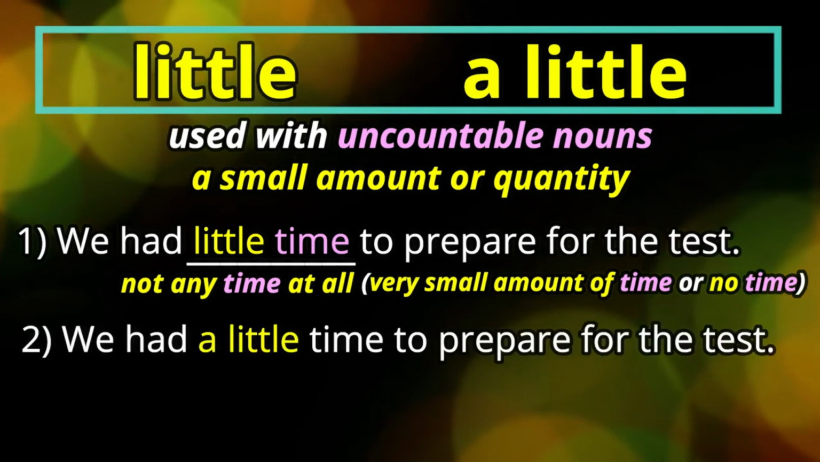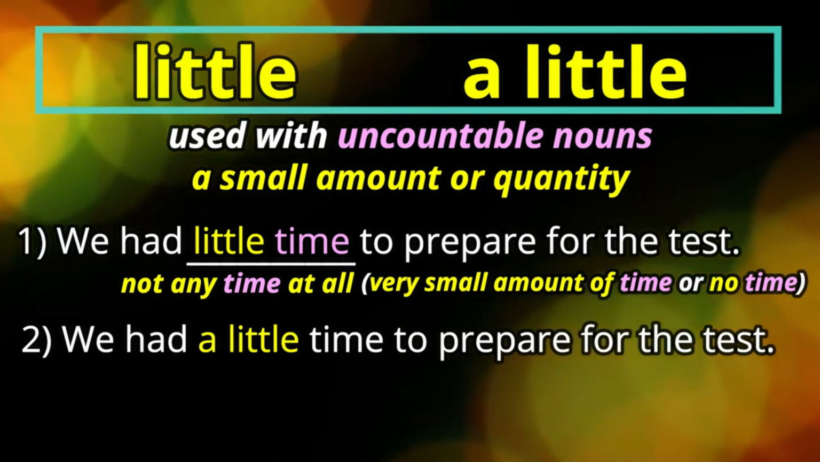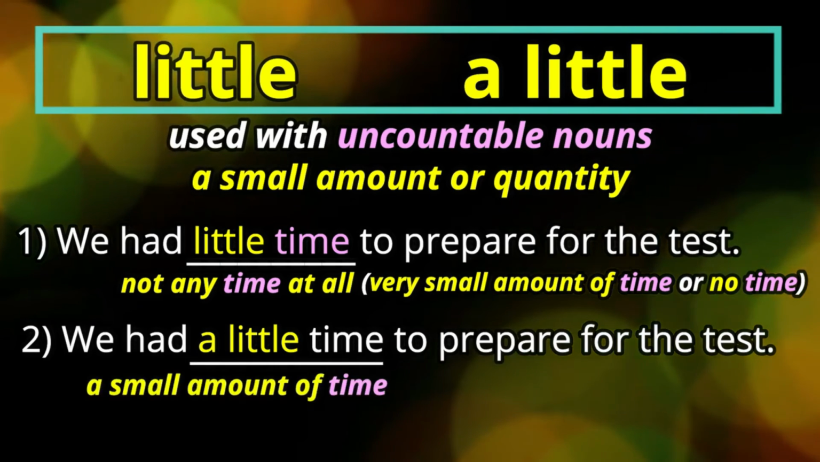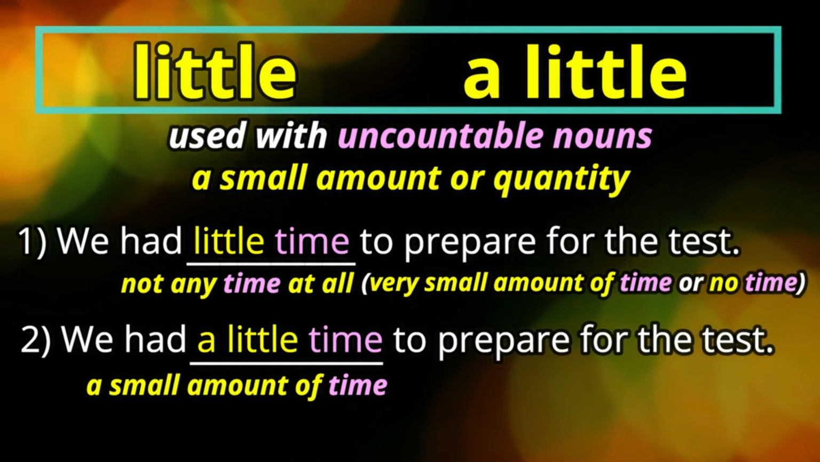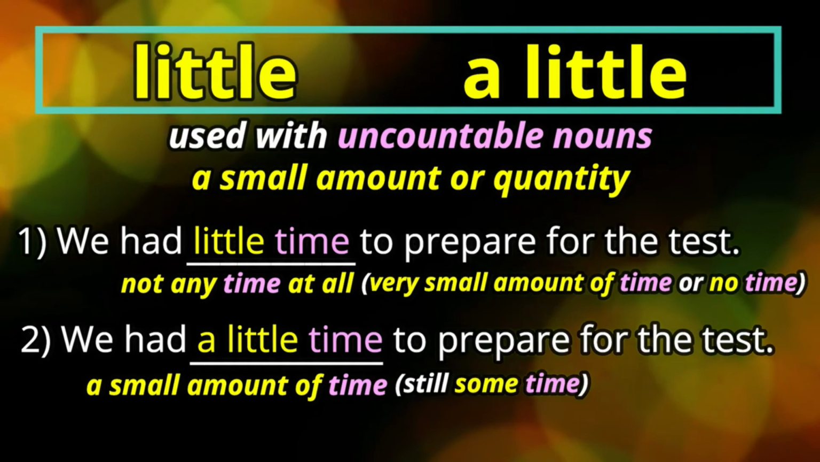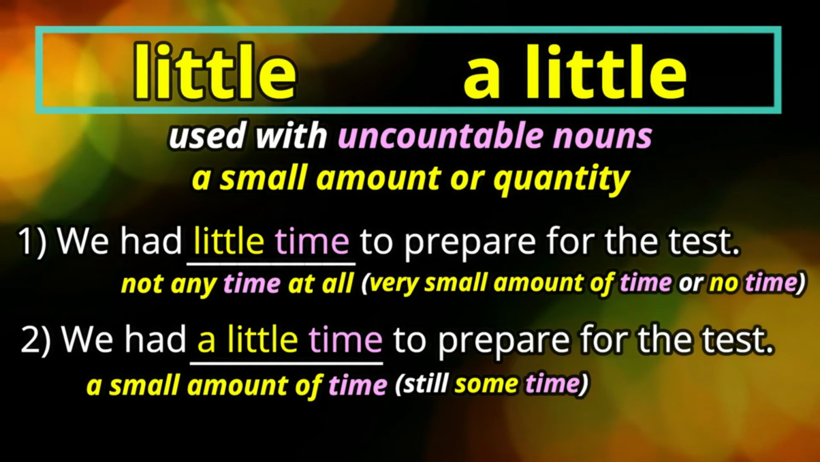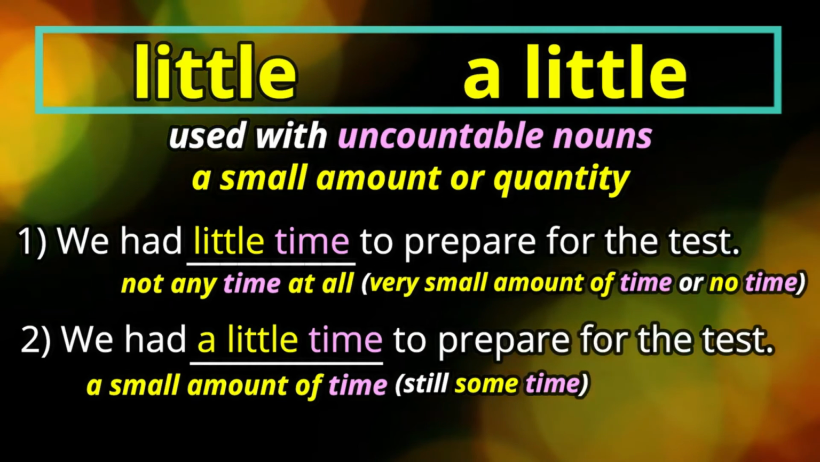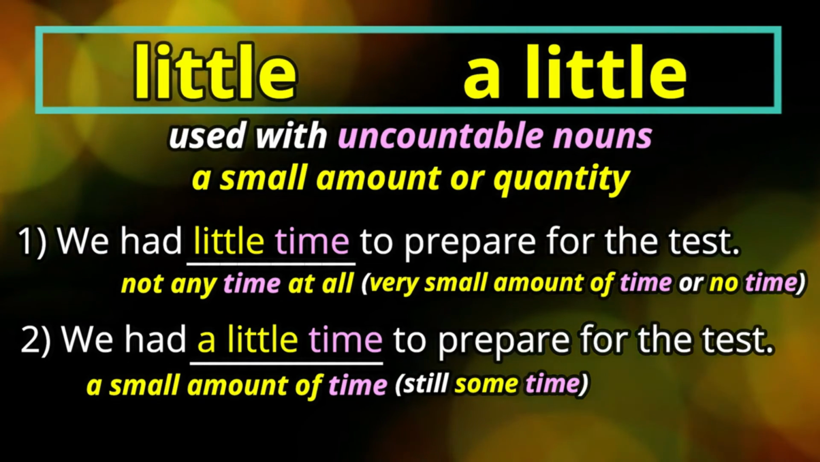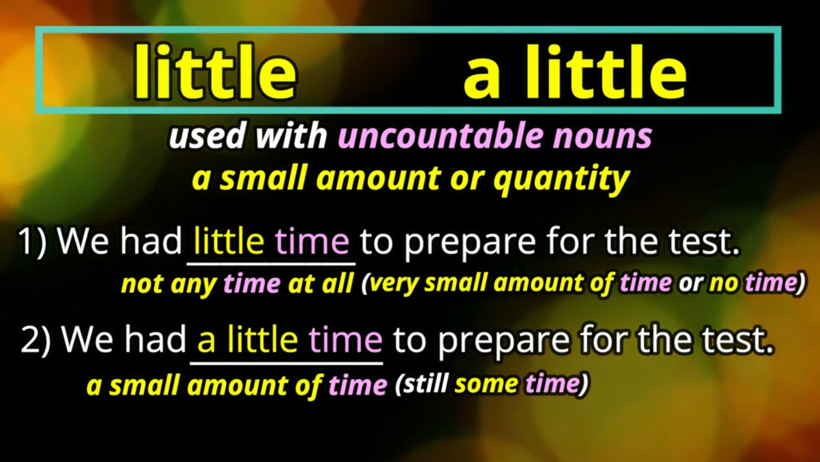And in number 2, you can really see the difference here. We had a little time to prepare for the test. This also means a small amount of time, but it's saying, well, I know it's a small amount, but it was still some time. You see how different it is from the first one? In the first example, we had little time. It means small amount or no time to do it. And then the second one, we had a little time, which actually means we had some time, but it was only a small amount. All right, got it?